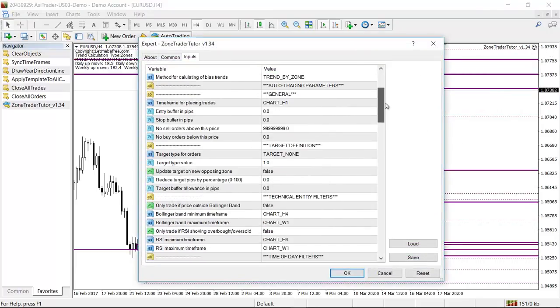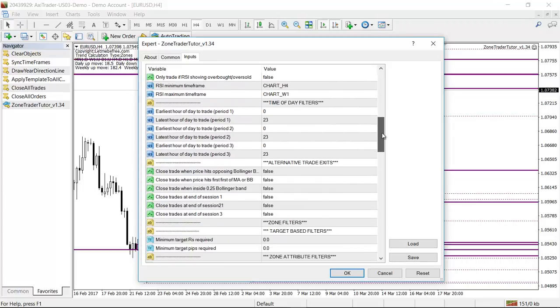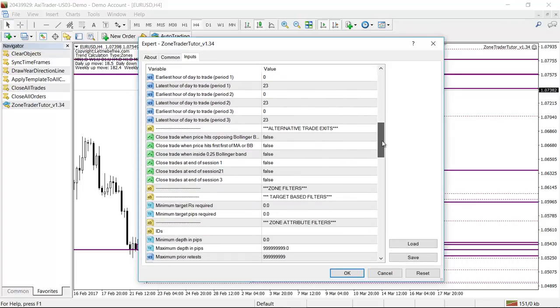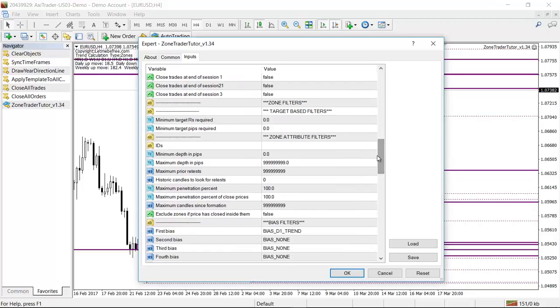There's actually a whole list of different things that you can do with this, and it's way too much to go into in one session, so I'll just give you a quick overview of some of the things we can do. So we have zone attribute filters, so these are some of the key ones to look at. We may just want to focus on one particular zone. This is where we can enter a list of different IDs, one or more.